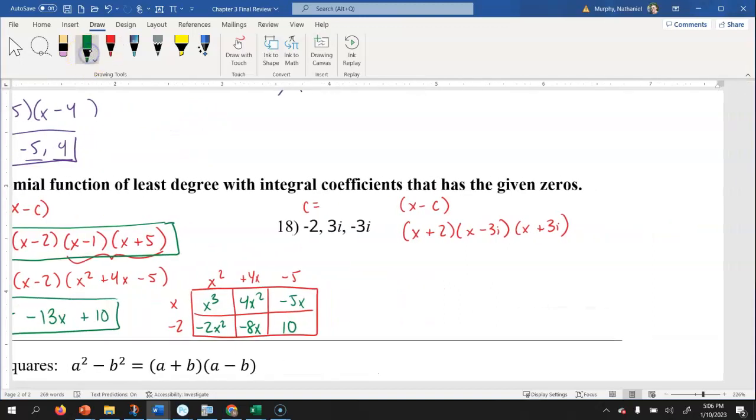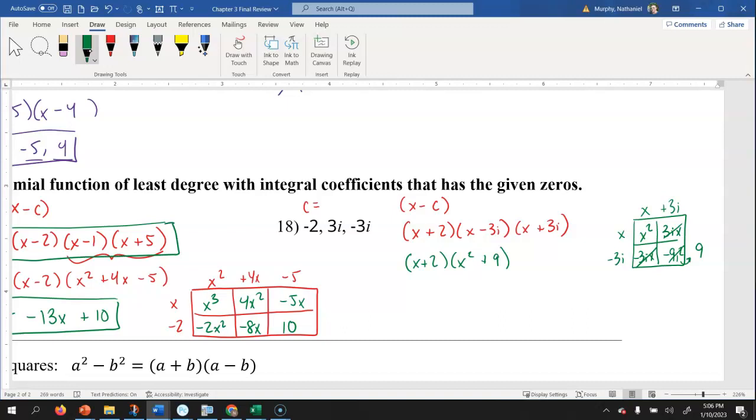Now for this one, I am going to show you what happens if you multiply by the conjugate. I want you to remember what happens here. All right, so remember the 3ix and the minus 3ix, those cancel out. And negative 9i squared, remember i squared is the same as negative 1, so that simplifies to be a positive 9, because negative 9 times negative 1 would be a positive 9. So we would have x plus 2 times x squared plus 9.